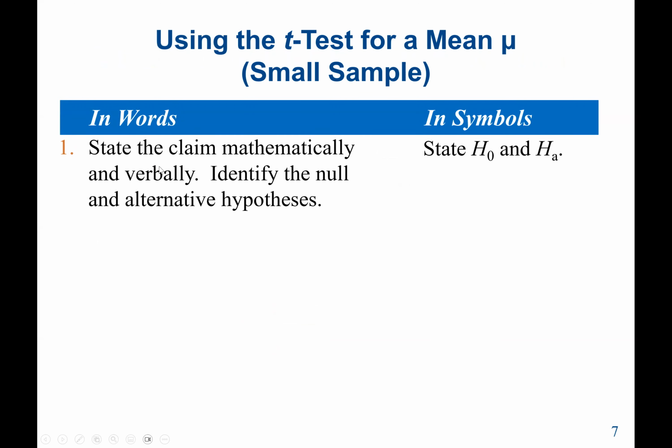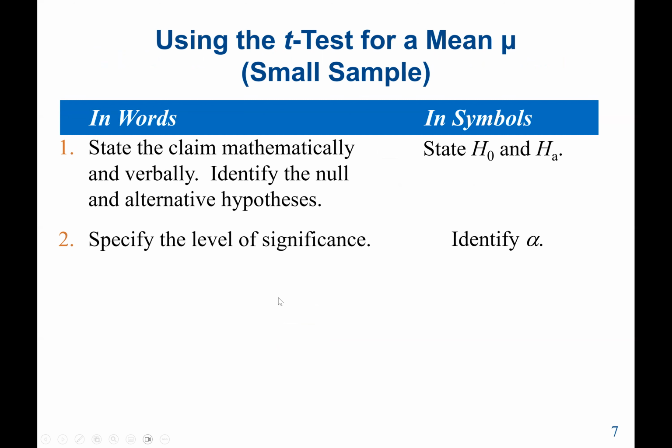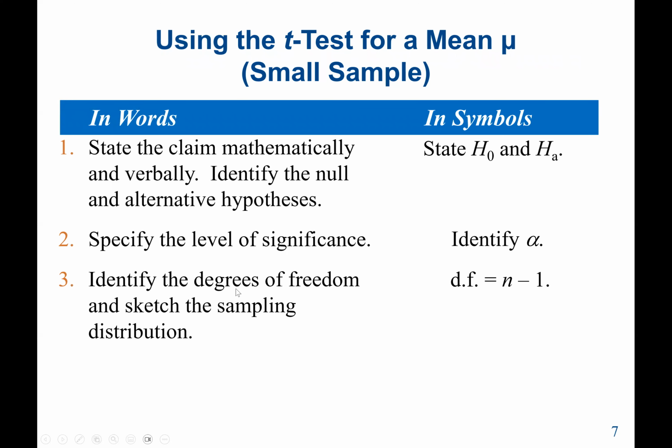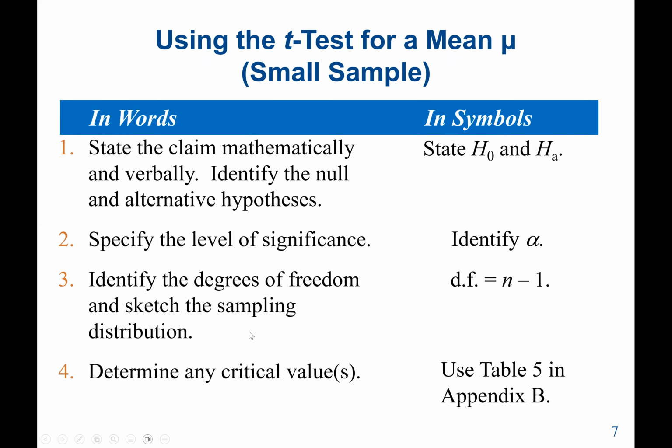So first we state the claim mathematically and verbally. Then we identify the null and also the alternative hypothesis. So here we state H0 and Ha. Next, we need to specify the level of significance, which is the alpha value. Then the next step, we need to identify the degrees of freedom, and we sketch the sampling distribution. Then we determine any critical values using Table 5 in Appendix B. Again, it depends on your textbook.